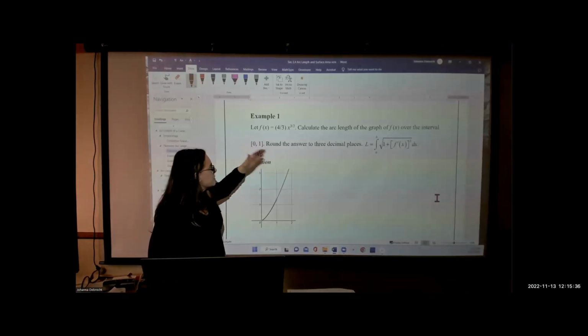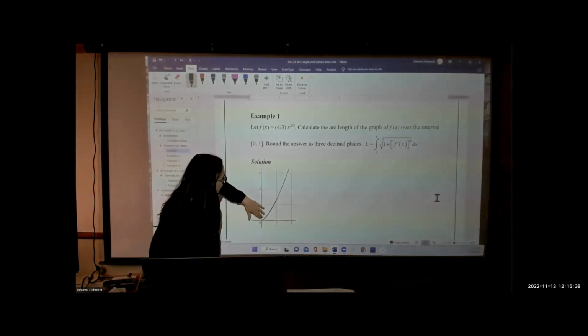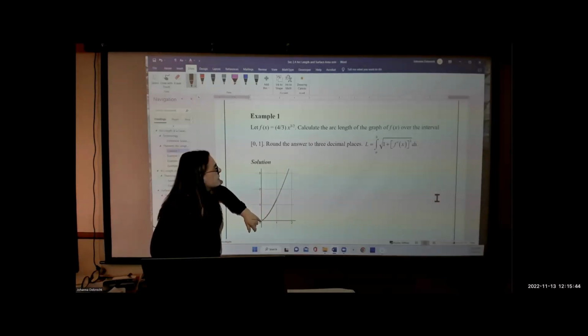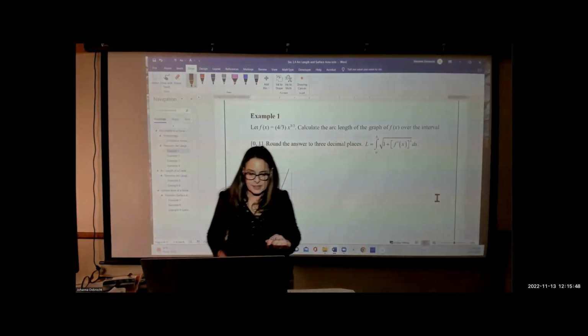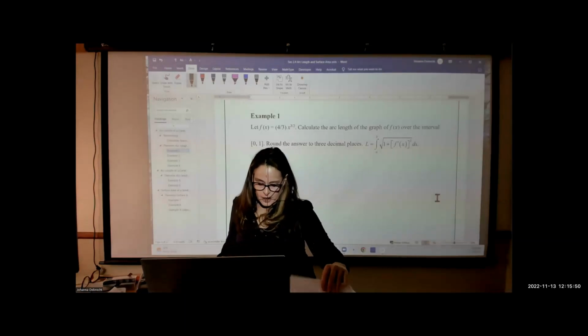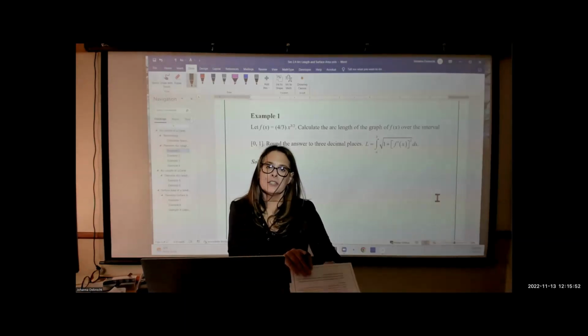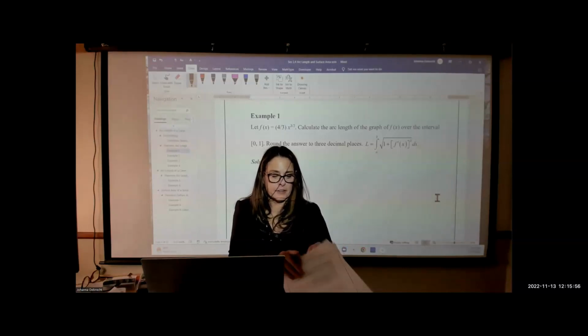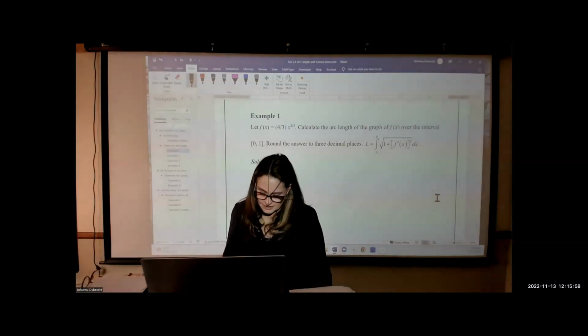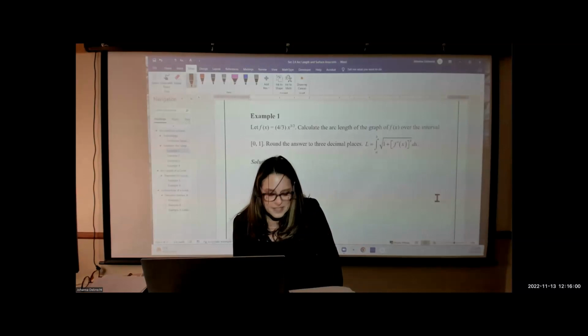So this is x equals 0 to x equals 1. And in the graph down here, I've shaded the section I'm interested in measuring the length of in blue. So we want to round our answer to 3 decimal places, and I have the function right up there. So the first thing we need to do is find the derivative. So we're going to find the derivative by taking the derivative of our function.